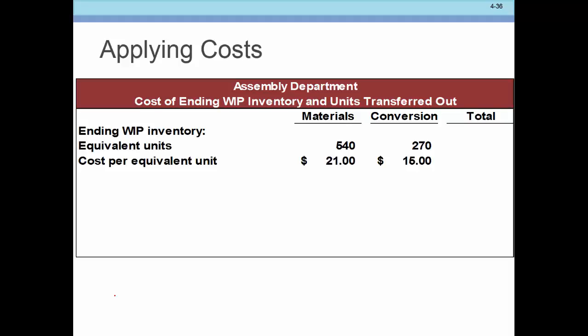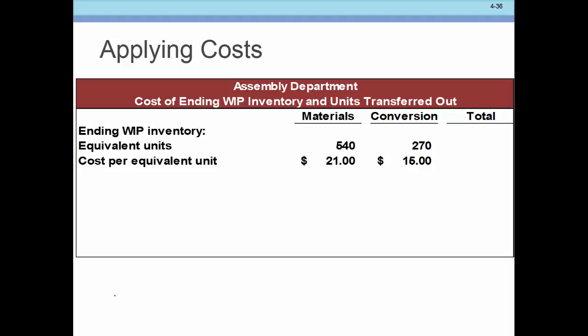Okay, so for our ending inventory, since we figured out our cost per unit, and we said that we had equivalent units of 540 for our materials, 270 for our labor. Remember the 540? It's 900 times 0.6 was what? 540, right? That's my equivalent units for my material, whatever it was, 30%, I guess.